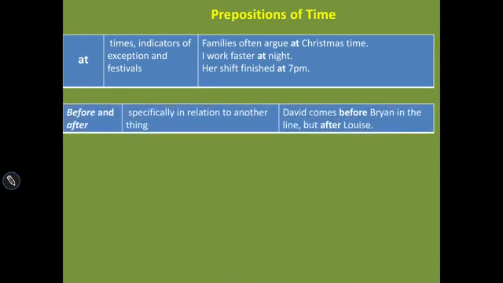Next is before and after. Before and after are used to link the connection of at least two actions or two things. For example, David comes before Brian in the line but after Louis. Here, before tells us that David comes before Brian but after Louis.